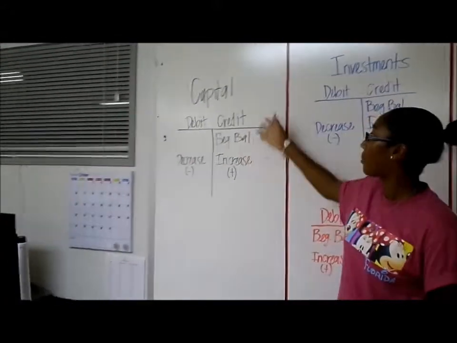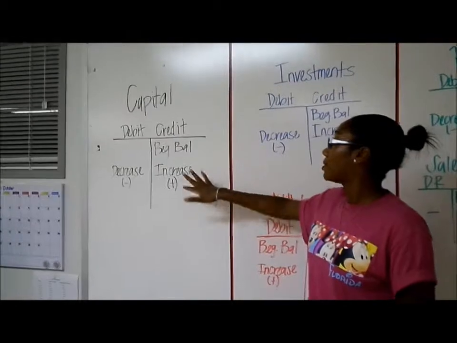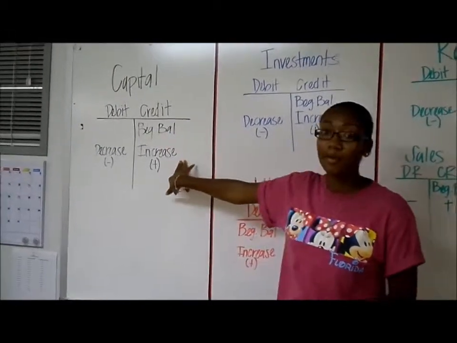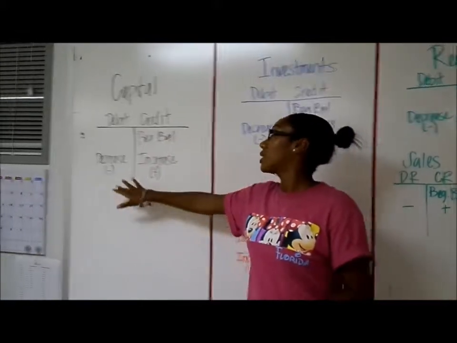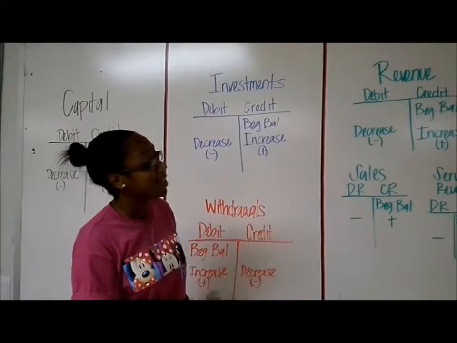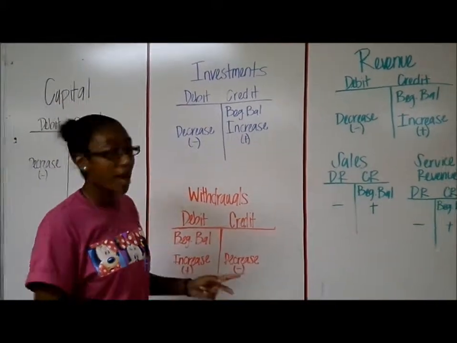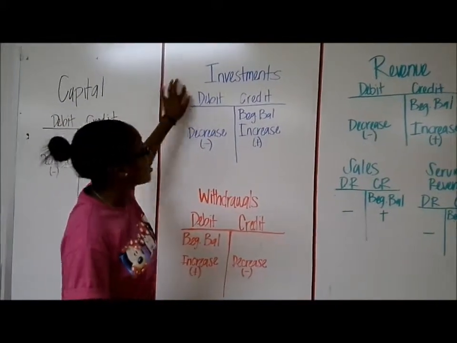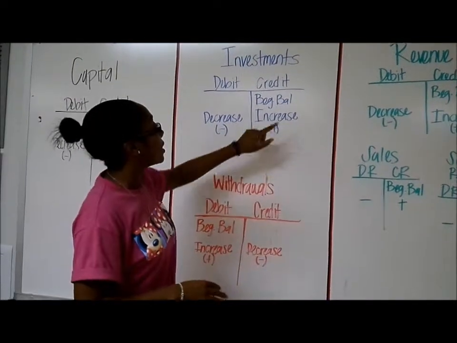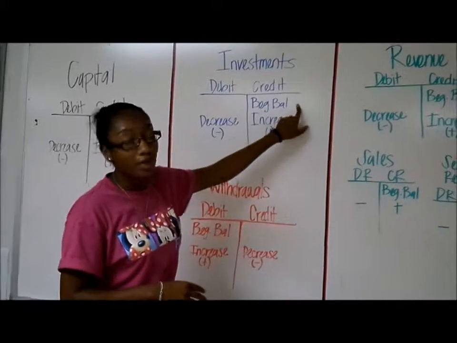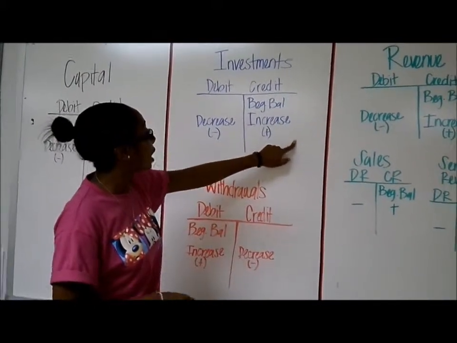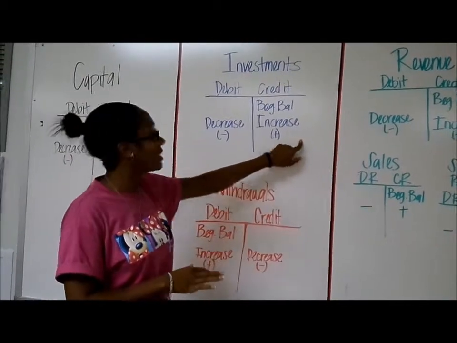We reviewed capital again, and capital, the beginning balance is a credit, and any increase to capital is a credit, and any decrease to capital would be a debit. And then we learned the 4 transactions that affect capital. Investments are always going to increase the capital account because their beginning balance is a credit, and the increase to investments is a credit balance.